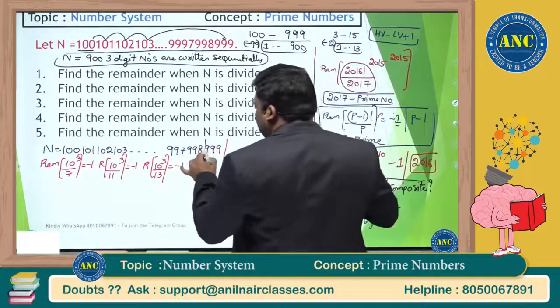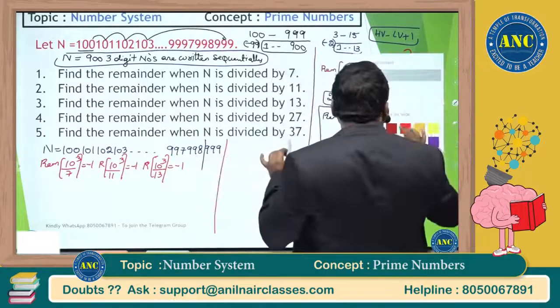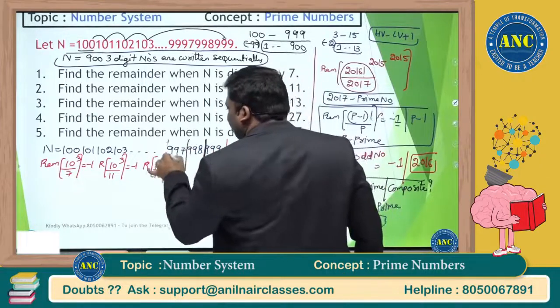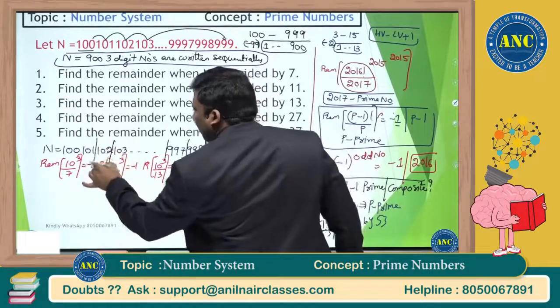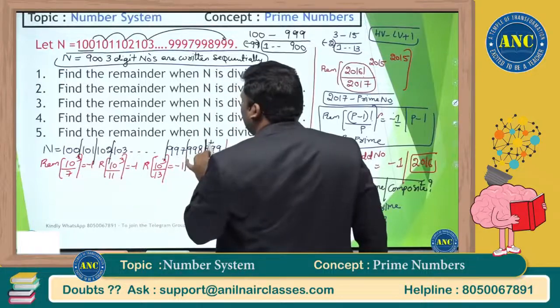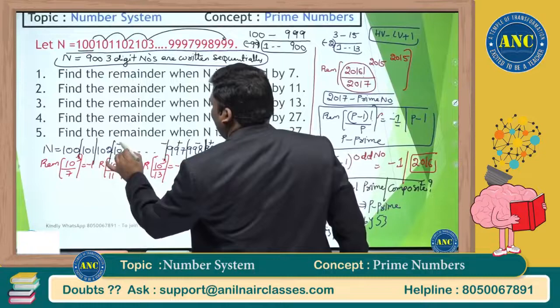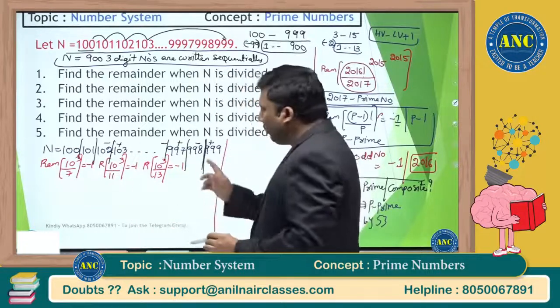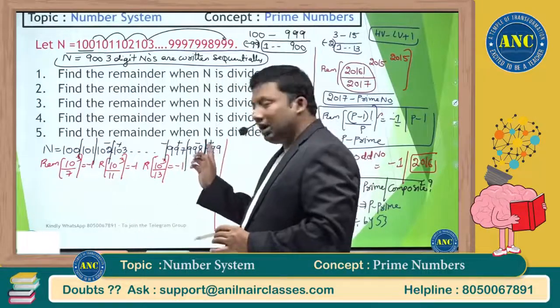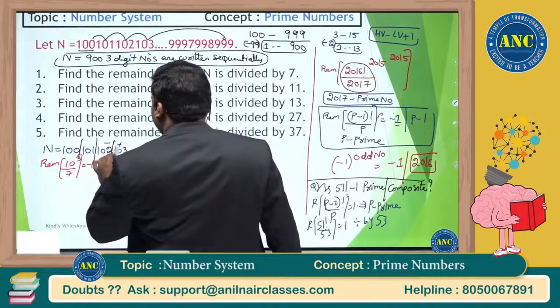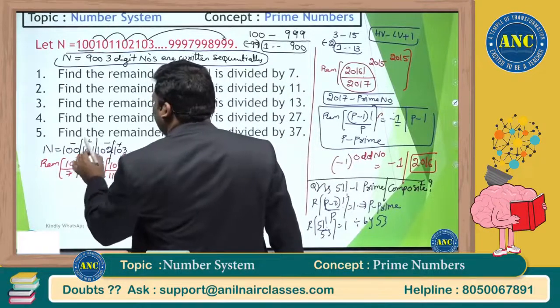Start from right hand side. Take a group of 3 digits, alternatively plus minus, alternatively plus minus. Above even number there will be minus, above odd number there will be plus.